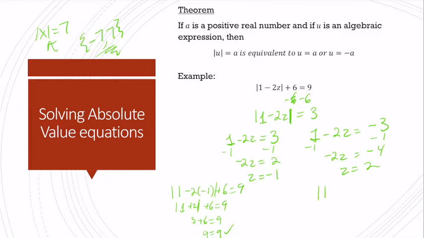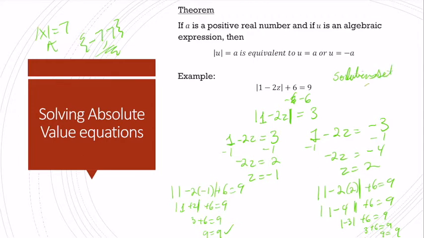Let's try again. I have the absolute value of 1 minus 2 times 2, plus 6 equals 9. I have the absolute value of 1 minus 4, plus 6 equals 9. So I have the absolute value of negative 3 plus 6 equals 9, which is 3 plus 6 equals 9, which, you guessed it, gives us 9 equals 9. So our solution set would be both of these values of z. My solution set is negative 1 and 2.